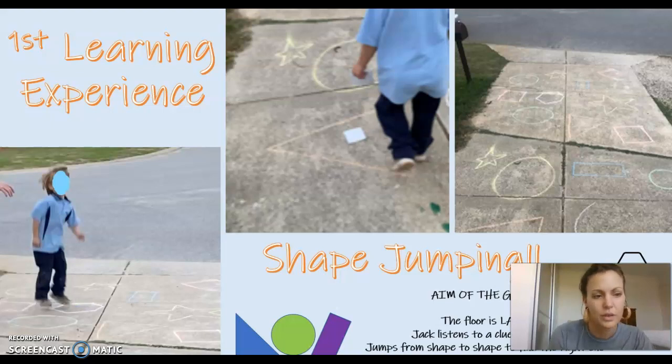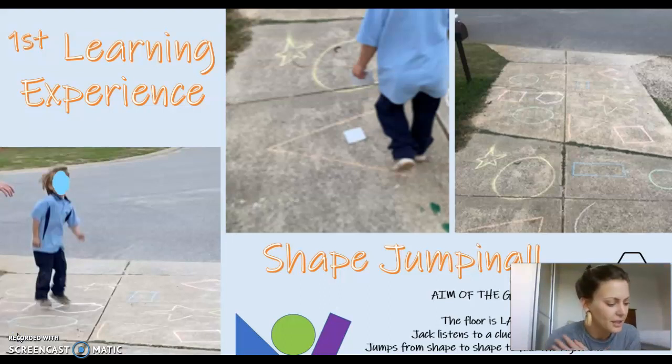So the first learning experience was shape jumping. I played music, and Jack jumped from shape to shape, and I told him that the floor was lava, so he couldn't touch anywhere other than the shapes. So the challenge was to jump from shape to shape without touching the rest of the floor, and then when the music stopped, I got him to look at the shape he was standing on, tell me the name of the shape, and then try and describe the attributes of that shape.